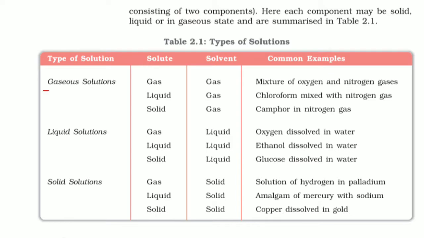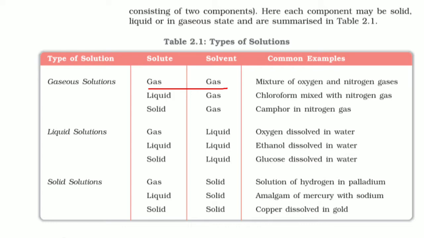So the first category on the basis of the nature of solvent is gaseous solutions. This is again classified into three subcategories. The first subcategory of gaseous solution is gas in gas. That means the solute is gas and the solvent is gas. So we usually say it like gas in gas. The example of gas in gas is a mixture of oxygen in nitrogen gases.